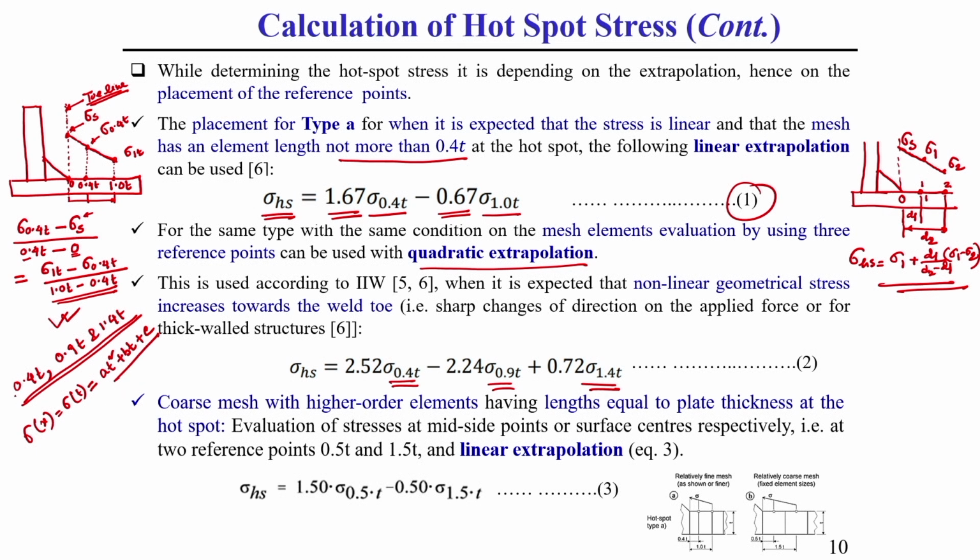Based on these 3 point stress values, one stress will be sigma 0.40, another stress will be sigma 0.90 and another stress will be sigma 1.40. So these are 3 known data which we can find out from the FEM result, and this is for the fine mesh case actually, you should keep it in mind. If it is a coarse mesh case, then there will be some other approach, that also I will show.